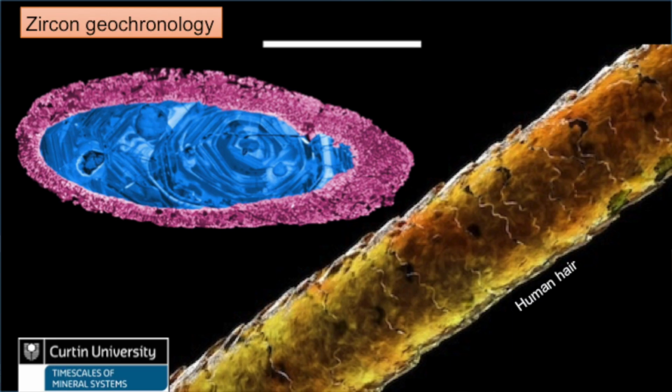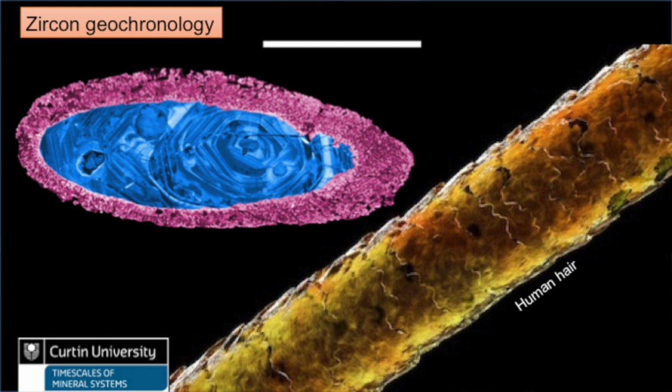Our grains are actually fantastic in themselves, so we can polish these little zircon grains and image them using a variety of techniques, and they can tell us not only about when they formed, but lots of other earth processes that have happened. So this is the scale of a human hair. This is probably my favorite grain I've worked on recently.